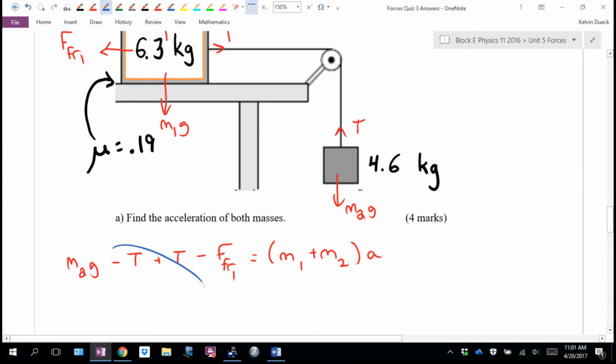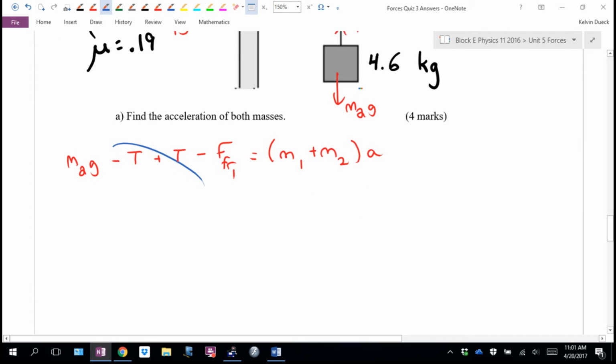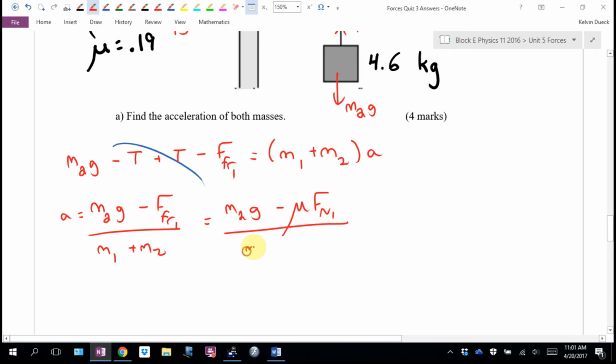Hey, Sydney, relax a little. Lose some tension. Sydney, how would I get the A by itself? So this would drop down like a domino. You're telling me M1 plus M2. Like that? I think I agree. I got to do something with friction, don't I? So it's going to be M2G minus mu times the normal force, number 1, all over M1 plus M2.